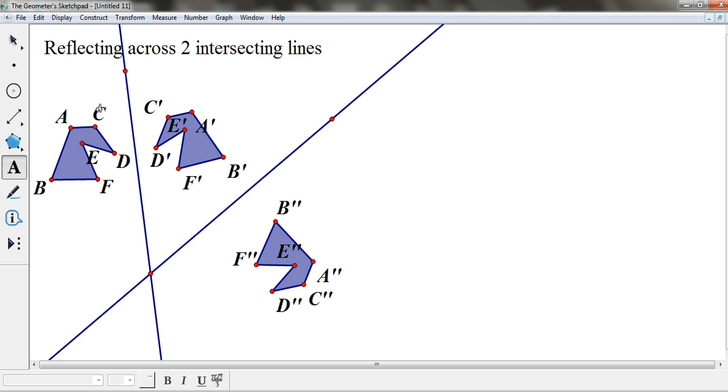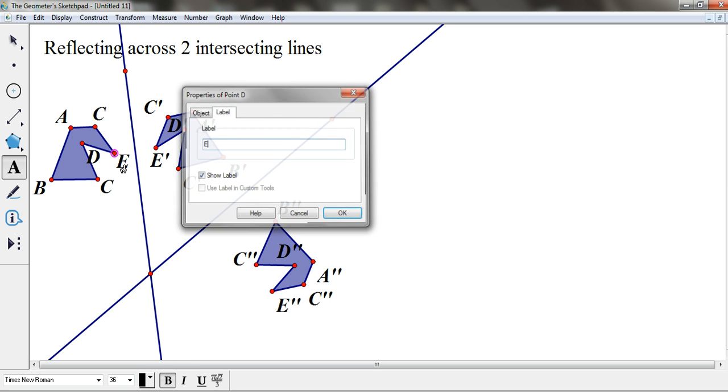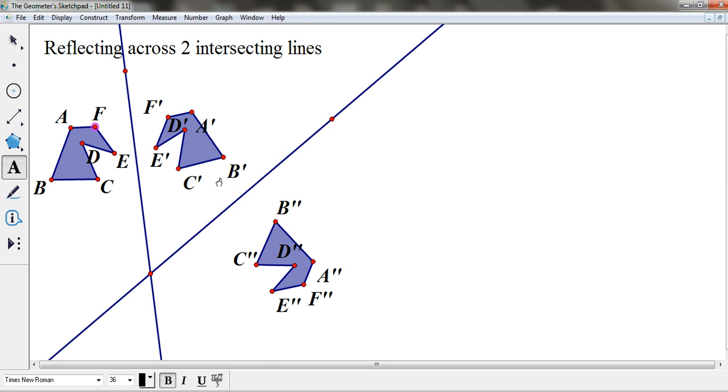The names are a little off here, so let's change them. A, B, C. Whenever we name a polygon, we generally name it in order, alphabetically. If we were to name it the other way, that would imply that I'd be zigzagging across the figure, which I don't want to do.